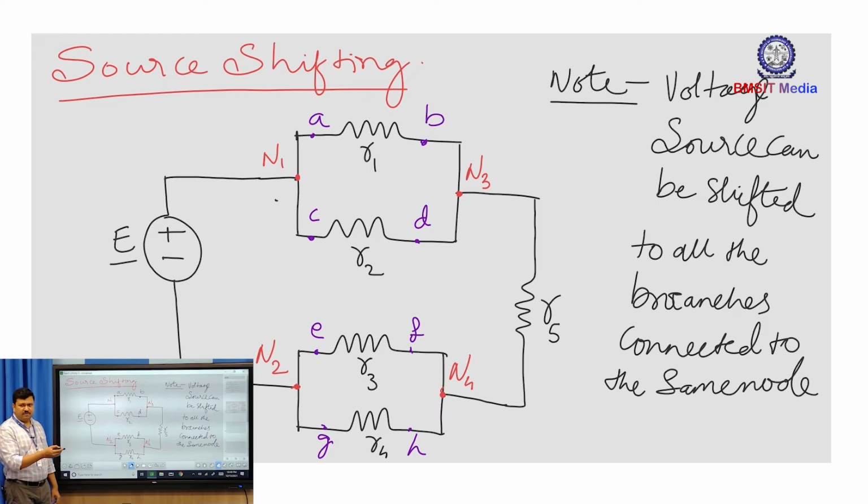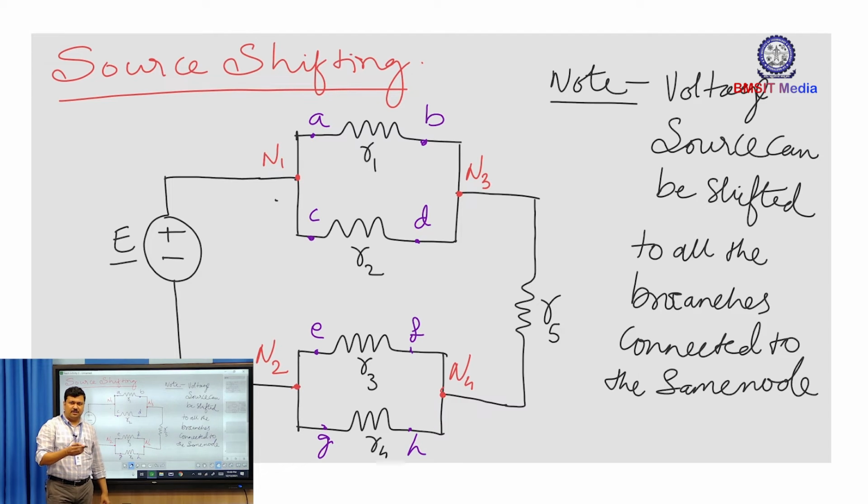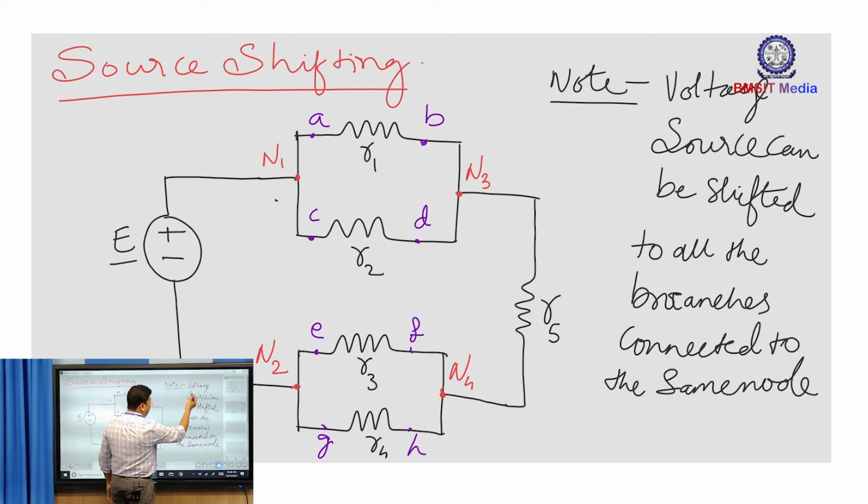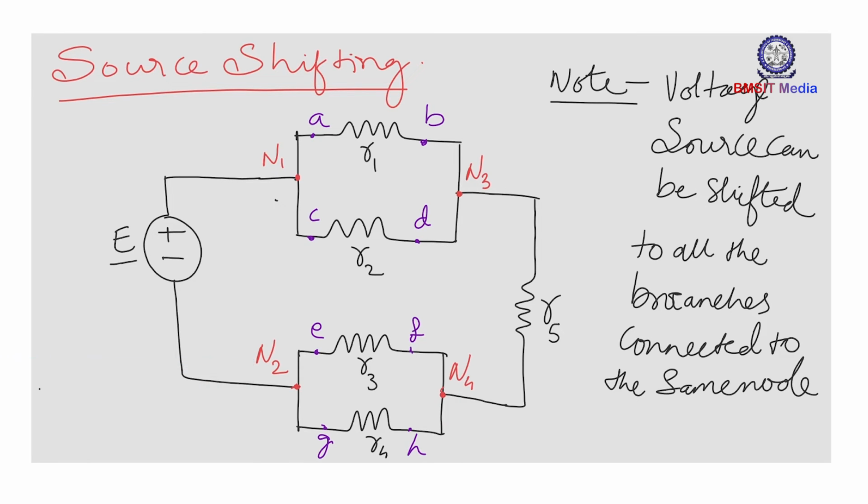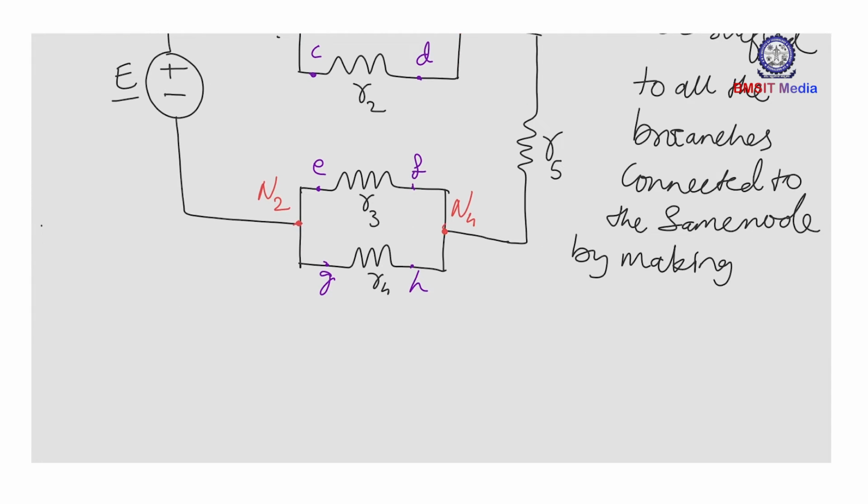Now when I shift this voltage source beyond the nodes, what happens to the original branch? Whenever I shift any source from its original branch to the connected branches, then the value of that voltage in the original branch should be made 0. So the note continues: voltage source can be shifted to all the branches connected to the same node, and by making the voltage value 0 in the original branch.